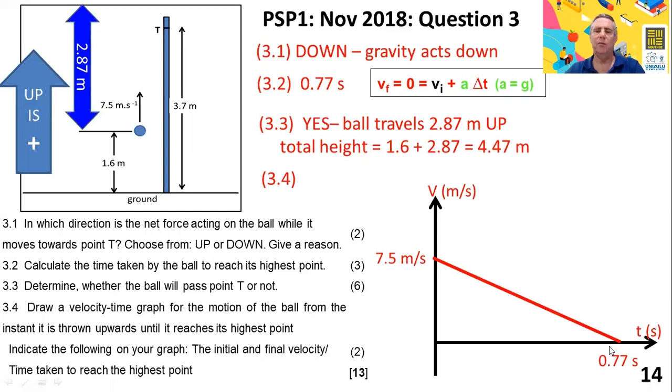Don't leave this out. The question does say indicate the following on your graph. Initial and final velocity, final is naught, and time taken to reach the highest point, 0.77 seconds. Please remember, although the velocity is naught, this is the highest point, not the lowest point.